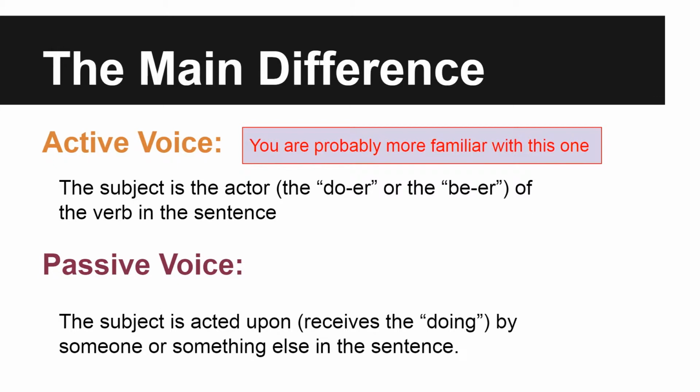Passive voice is the other one. My new sofa was scratched by my cat. So the new sofa is not doing the scratching, obviously. The cat is doing the scratching. But the subject of the sentence is the thing receiving the scratching. And so that's passive voice, basically switching the subject and the object in the sentence.